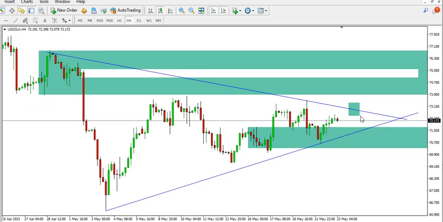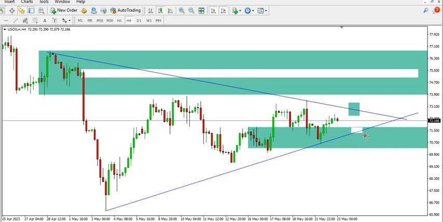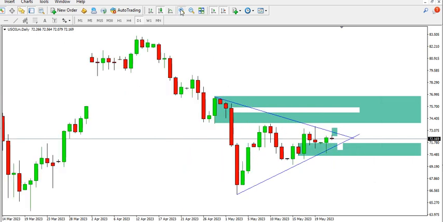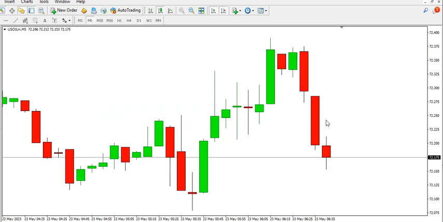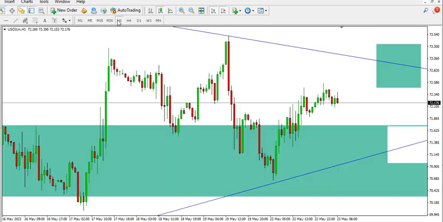Price could possibly break out to the top, or price could possibly break out to the bottom. But for now the price of US oil is ranging, and the most likely direction for now is the top side. So you might consider buying US oil. This is US oil on the 1-hour time frame.